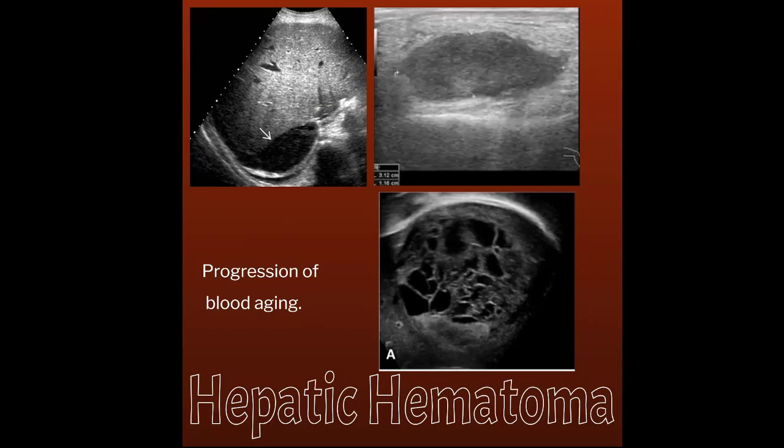This slide shows us a really nice progression of how blood ages. So again, we kind of have this more anechoic appearance to new blood. As it clots off, we start to see that the blood becomes more hyperechoic or even isoechoic to surrounding tissue. And then as that blood starts to break down, we'll start to see parts of it become liquefied and the body will reabsorb it.